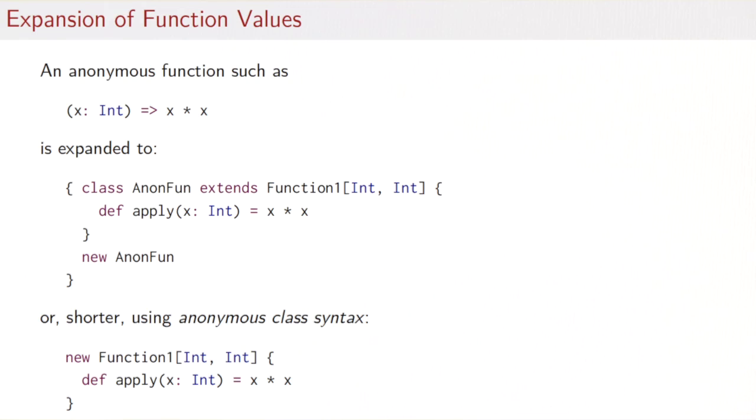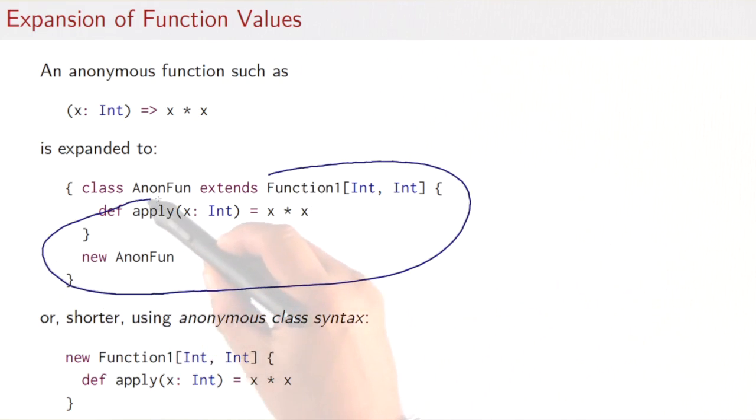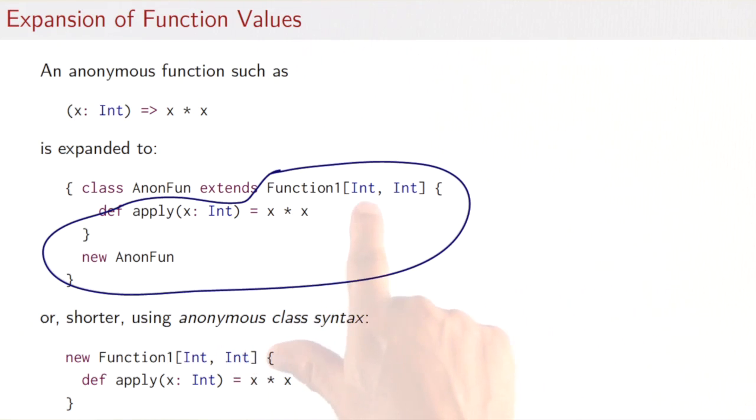In fact, that definition is again quite common, and there's a shorter syntax for it. It's called anonymous class syntax. What we can do is take essentially this part here and leave out the name. So we write just new Function1[Int, Int] and the definition of that class. That would create a new instance of a class that I haven't bothered to give a name. That anonymous class syntax you actually find in Java as well, so Java and Scala have the same syntax for this construct.